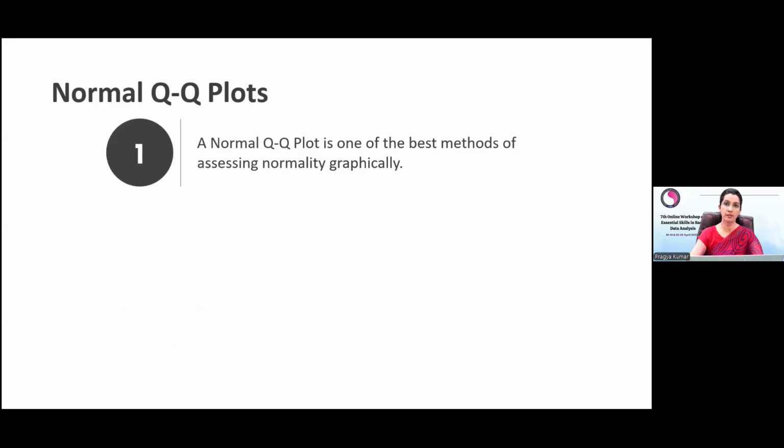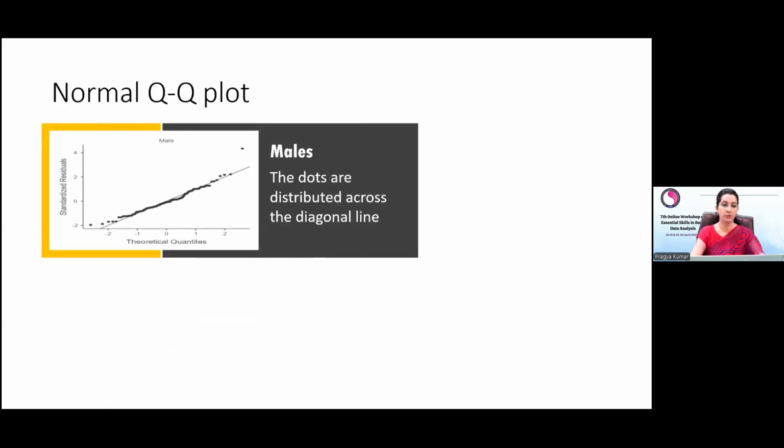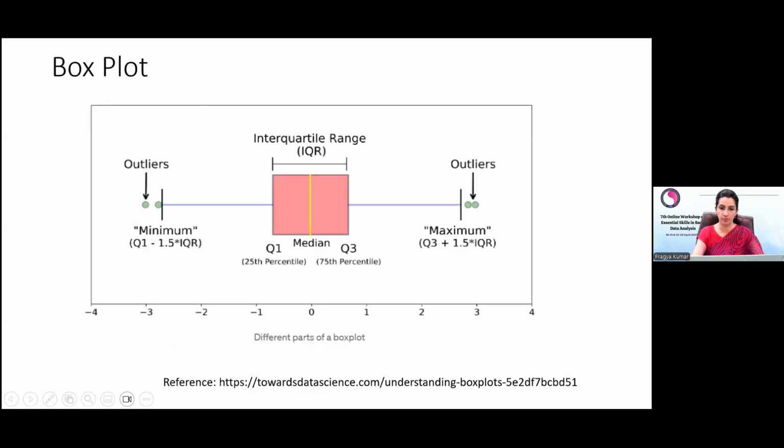The QQ plot is one of the best methods to assess normality if the sample size is more than 50. If the data is normally distributed, you see a diagonal line and all the individual data points lie along that diagonal line. Then we say that it is a normally distributed variable. In this normal QQ plot, you can see the dots, which are the individual data points, are along this diagonal line. That's why we say that it is a normally distributed curve. Again, this also is normally distributed.